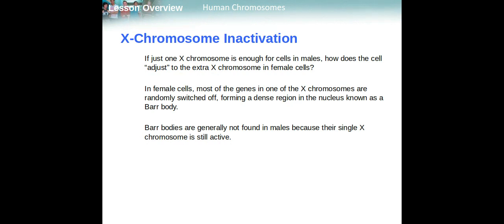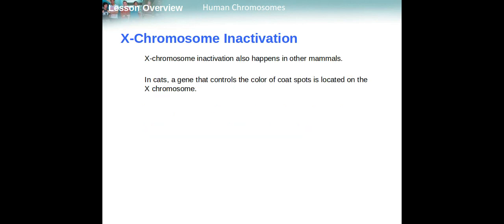If just one X chromosome is enough for cells in males, how does the cell adjust to the extra chromosome in female cells? In female cells, most of the genes in one of the X chromosomes are randomly switched off, forming a dense region in the nucleus known as a bar body. Don't worry about that.